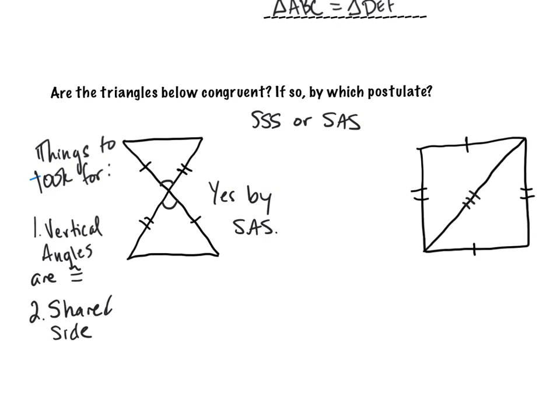So here, what do I know? How many pairs of sides? 4. No, 2. 3. Right, the third one? The shared side. Right here. There's 2 triangles.